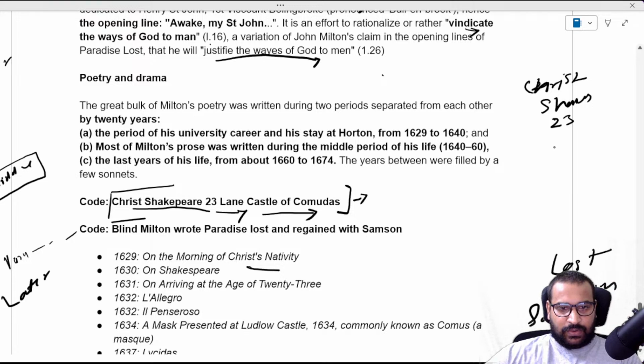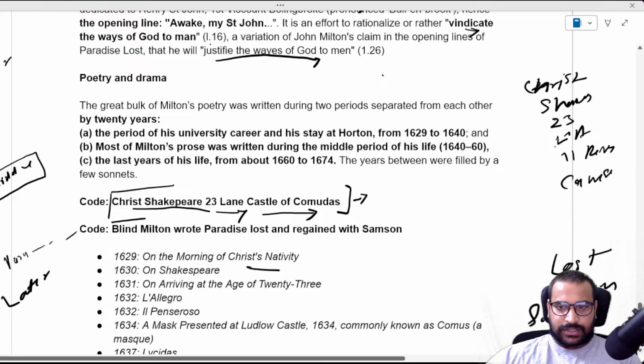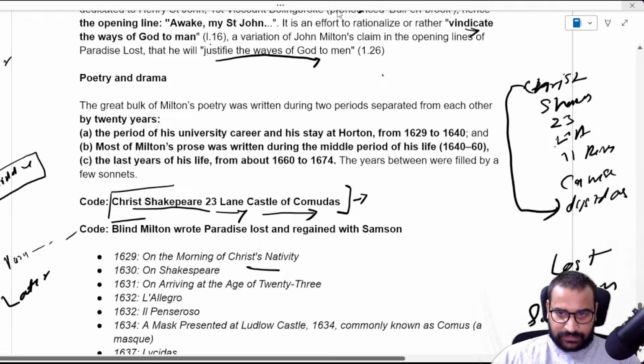L'Allegro, and then we have L'Allegro, then we have Il Penseroso, right, and we have Comus, closet drama, and we have what? Last one is Lycidas. Lycidas. But this address means you know all of his earlier work.